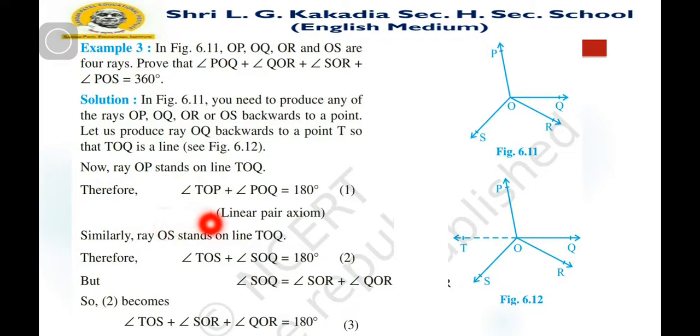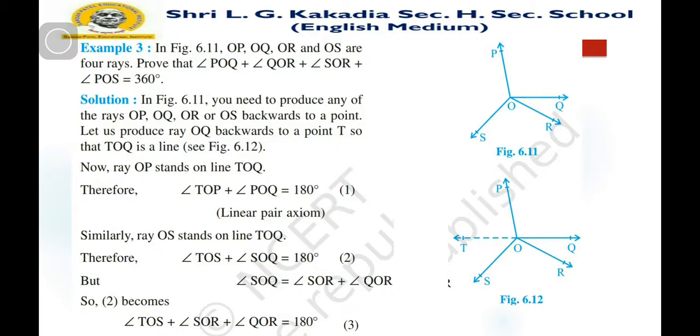Similarly, ray OS stands on a line, so angle TOS and angle SOQ sum to 180 degrees. But SOQ is generated by two adjacent angles, SOR and QOR. So we put this value in, and we get equation 3: angle TOS plus angle SOR plus angle QOR is equal to 180 degrees.